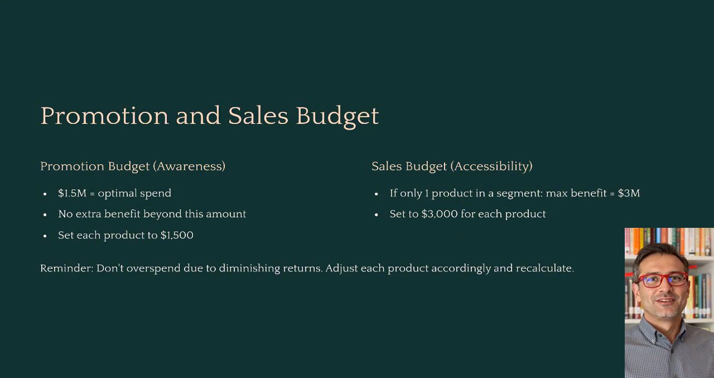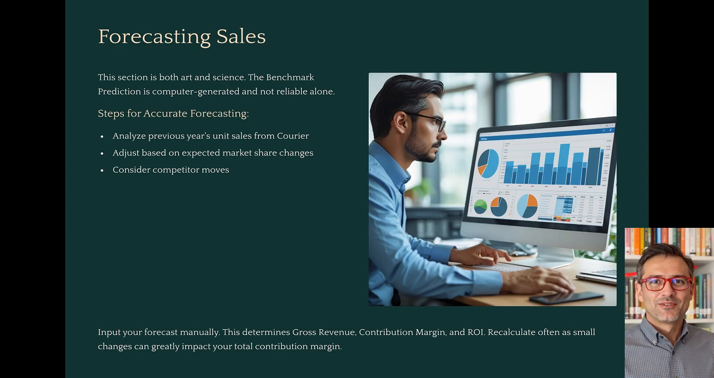8. Forecasting sales. This section is both art and science. Capstone offers a benchmark prediction, but it's computer-generated and not reliable alone. You must analyze previous year's unit sales from Capstone Courier, adjust based on expected market share changes due to price, age, and R&D shifts. Consider competitor moves. Input your own forecast manually. This will determine gross revenue, contribution margin, promo and sales ROI. Repeat button. Recalculate often. Small changes in price or forecast can greatly impact your total contribution margin.